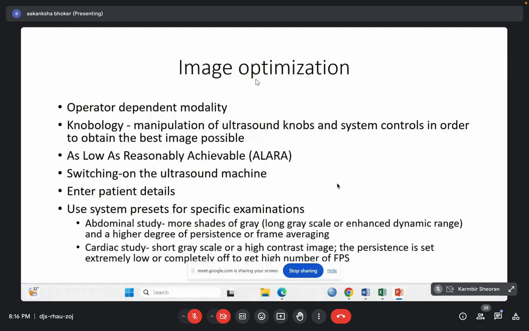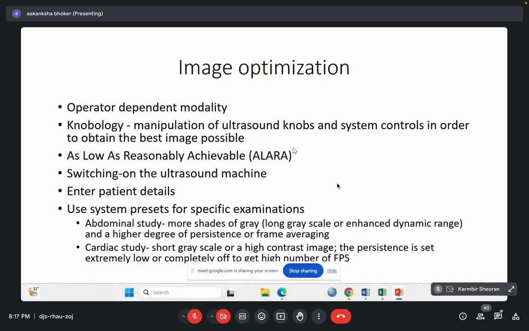So it is an operator dependent modality. In this we have to use different knobs so that we get a good image, and we have to follow the ALARA principle. ALARA means as low as reasonably achievable. We should not give extra exposure. Although they are not hazardous at all, they are very safe, they are non invasive. Only thing is absorption. Because of absorption there will be heating effect, which we talked about, that mechanical energy is being converted into heat. So for that also we should go for the ALARA principle.